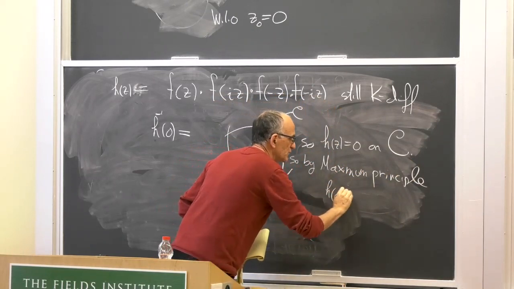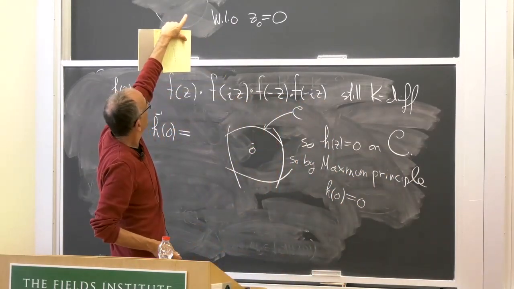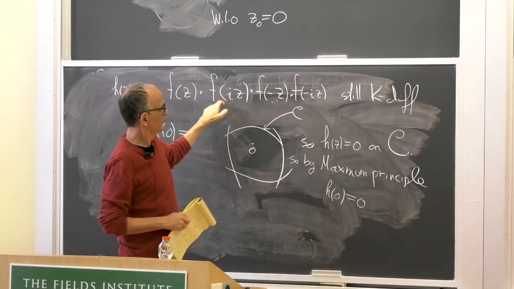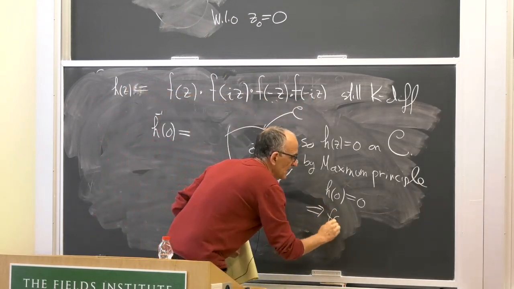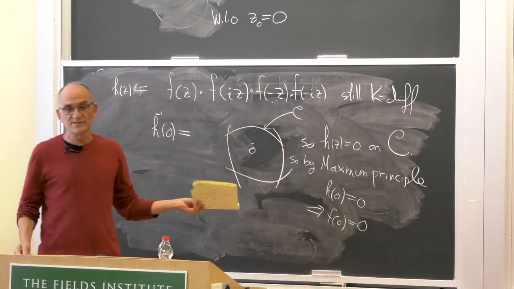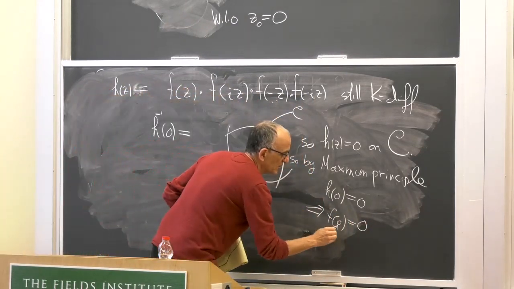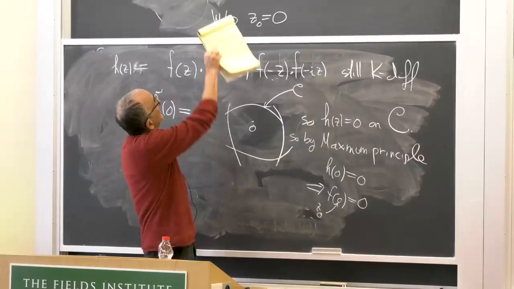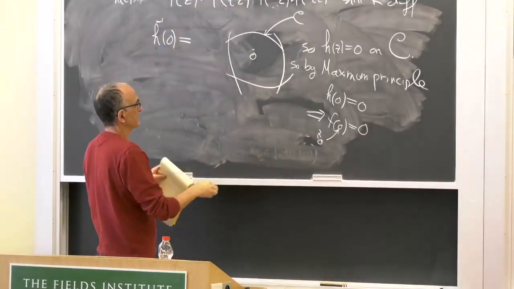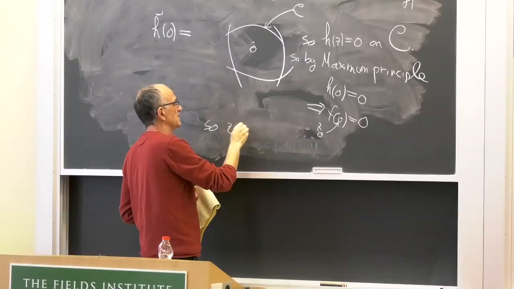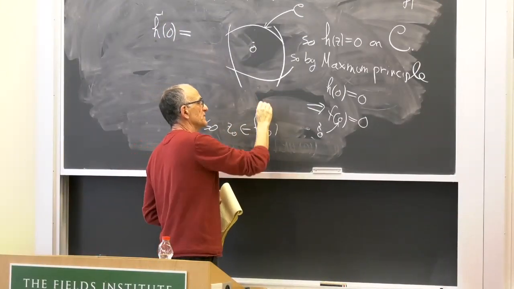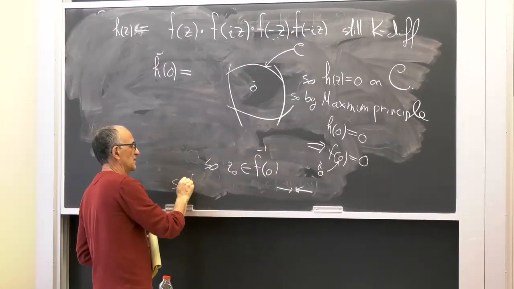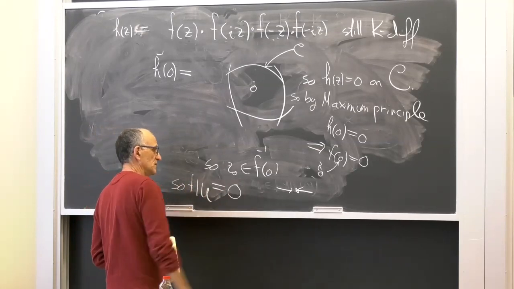In particular, h of zero is zero, which means that f of z zero is zero. But we assumed that z zero was non-zero. This is like z zero after translation, so this contradicts the assumption that z zero is outside the zero set. So z zero is actually in f inverse of zero, contradiction. So f on U must be zero.